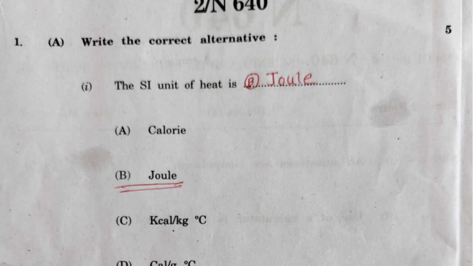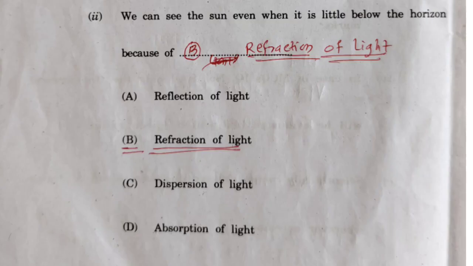Marks 5. First, the SI unit of heat is ... Correct answer B. Joule. Second, we can see the sun even when it is a little below the horizon because of ... Correct answer B. Refraction of light is correct.